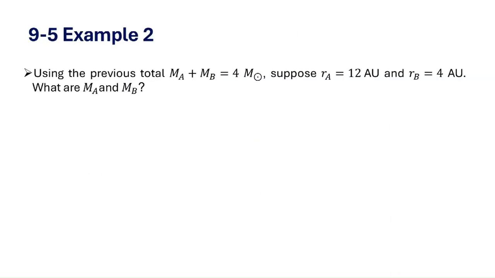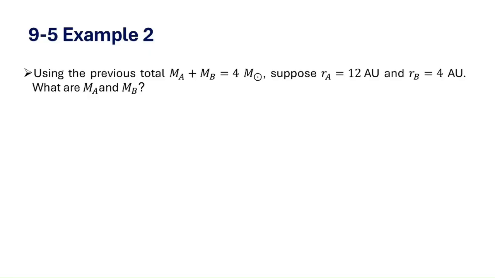Alright, now let's apply what we learned about mass ratios to a real binary system. So we already calculated the total mass, MA plus MB equals 4 solar masses, in the previous example. Now suppose the distance from the center of mass RA is 12 AU for star A and RB is 4 AU for star B. So what are the individual masses?